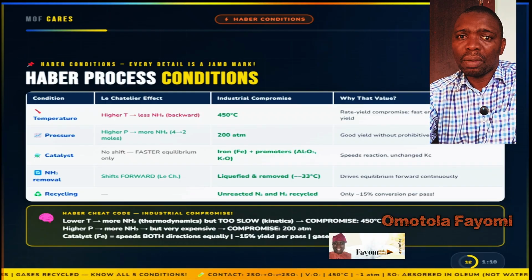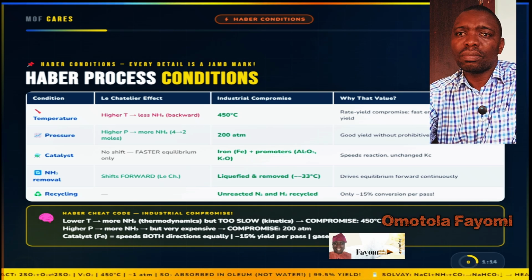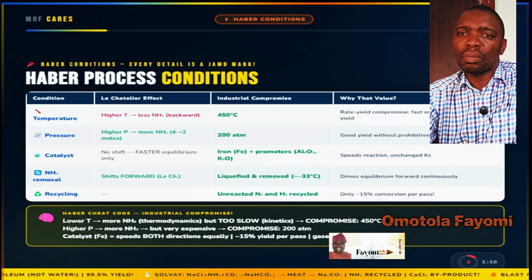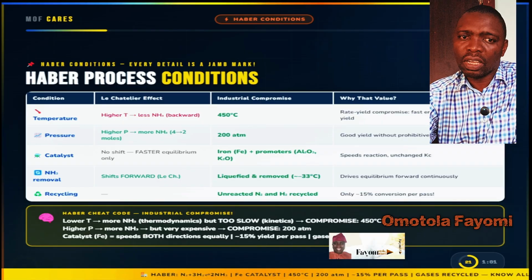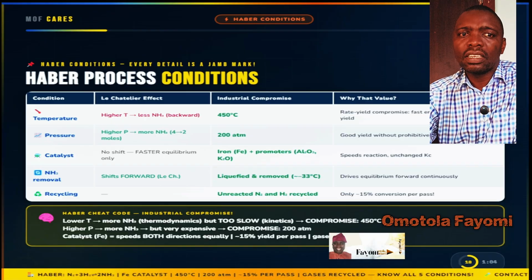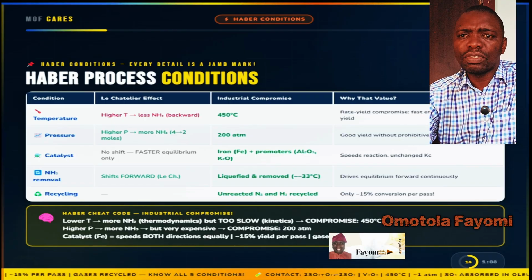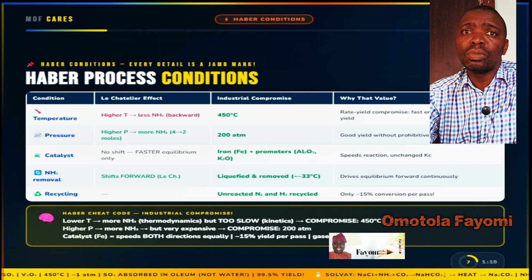What about pressure? The above equation has 4 moles of gas on the left, that's 1 nitrogen plus 3 moles of hydrogen, and only 2 moles on the right, that's 2 moles of ammonia. Le Chatelier says that higher pressure shifts to the side with fewer moles. That is the right side. So higher pressure gives more ammonia. The industrial compromise is 200 atmospheres, significantly higher than atmospheric pressure, which gives a good yield, but not so extreme that the equipment cost and safety risks become prohibitive.